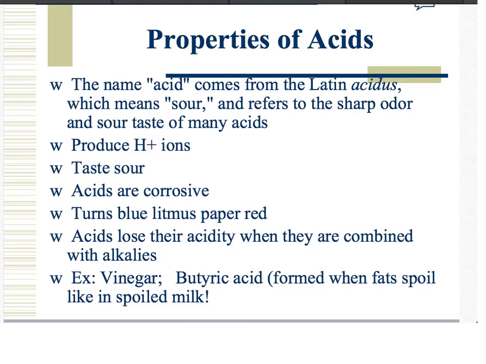Again, they taste sour. They are corrosive. They turn blue litmus paper red. They lose their acidity when they're combined with alkalis. What is an alkali? It's a base. So acids and bases are opposites of each other. Some examples of acids: vinegar, butyric acid. Butyric acid is the acid that is made when milk spoils. That is why over time milk will become more acidic or sour, because acid means sour in Latin.